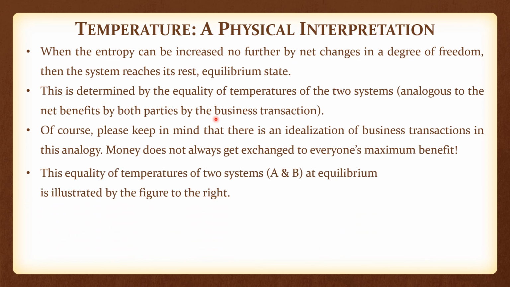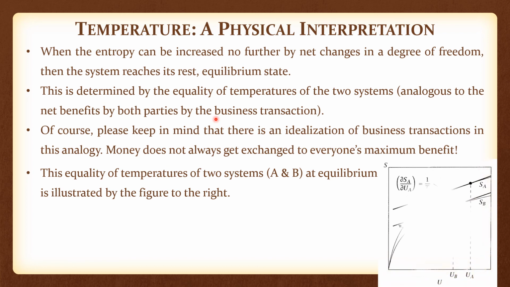So the equality of temperatures of the two subsystems A and B at equilibrium is illustrated by this figure. So these two essentially represent the equilibrium states, the rest states finally, of system A and system B. So this is the plot of entropy versus internal energy. All right, so this is some function. Of course, it has to be a monotonic function. When energy increases, entropy has to increase. So some arbitrary monotonic function has been plotted.